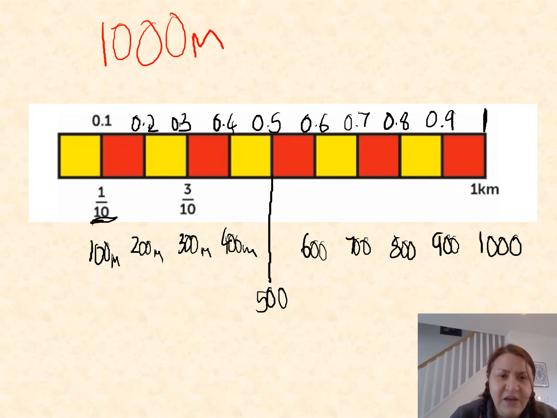Now look at this pattern here. We said it was 1/10, and that's how you write it as a fraction. 1/10, 1 out of 10. We've got 3 out of 10, so what will be here? Can you tell me? It would be 2/10. We've got our 3/10. Tell me what will be next? 4/10. Then our halfway mark, which is 5/10.